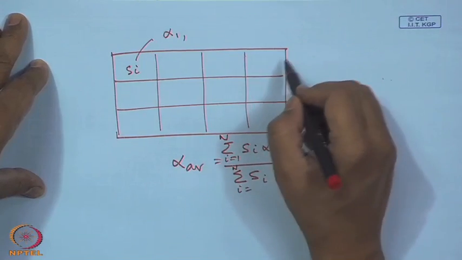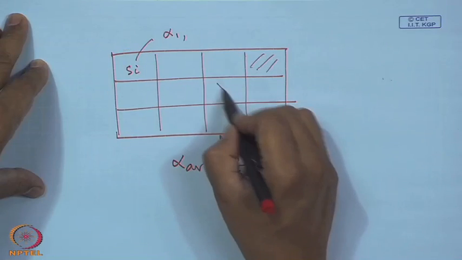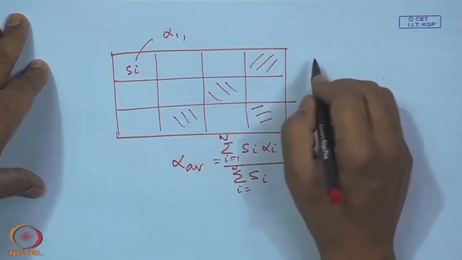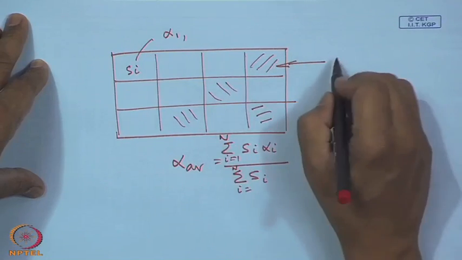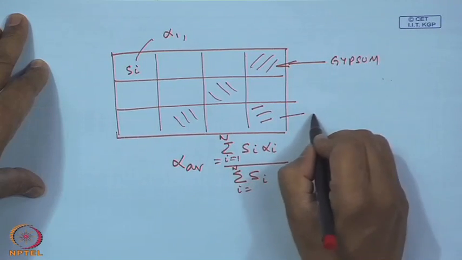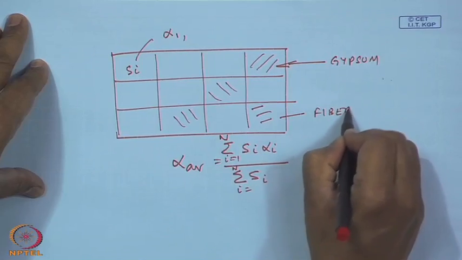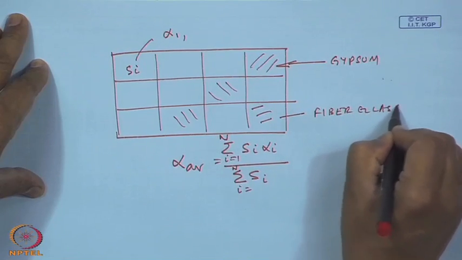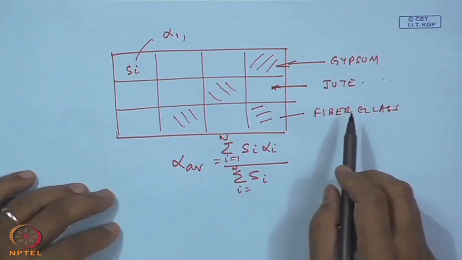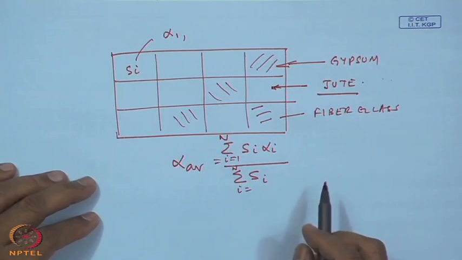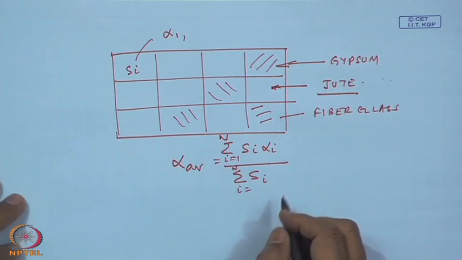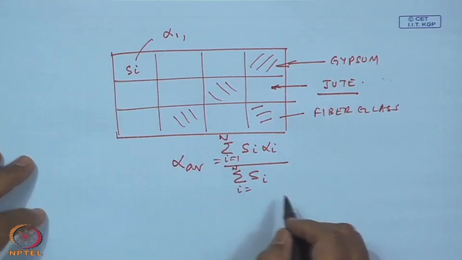Now, this could be of different materials, and they all could be having different alpha i's. For example, this could be gypsum, this could be fiberglass, this could be jute. Of course, nowadays, we have found out that jute and its derivatives are good sound absorbers also. So, anyway, just to come back to the problem which we are discussing. So, we can have the room constant like this.